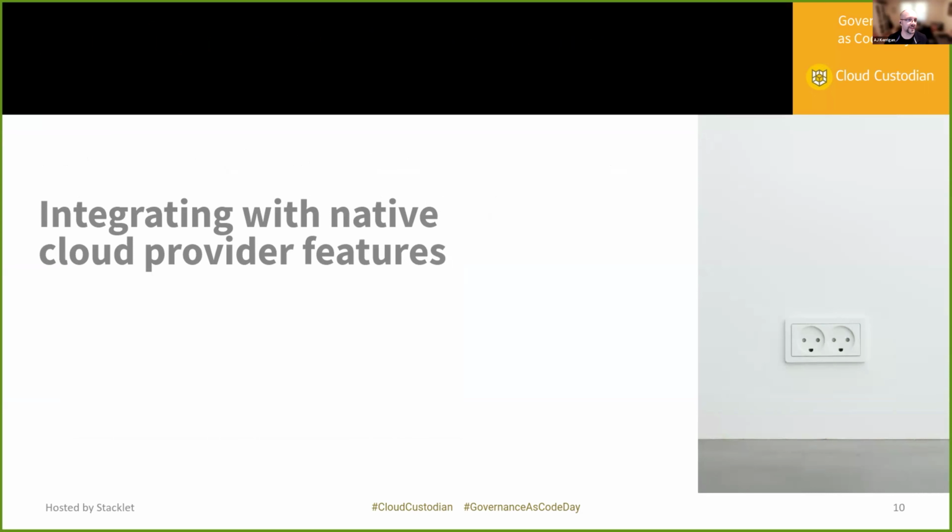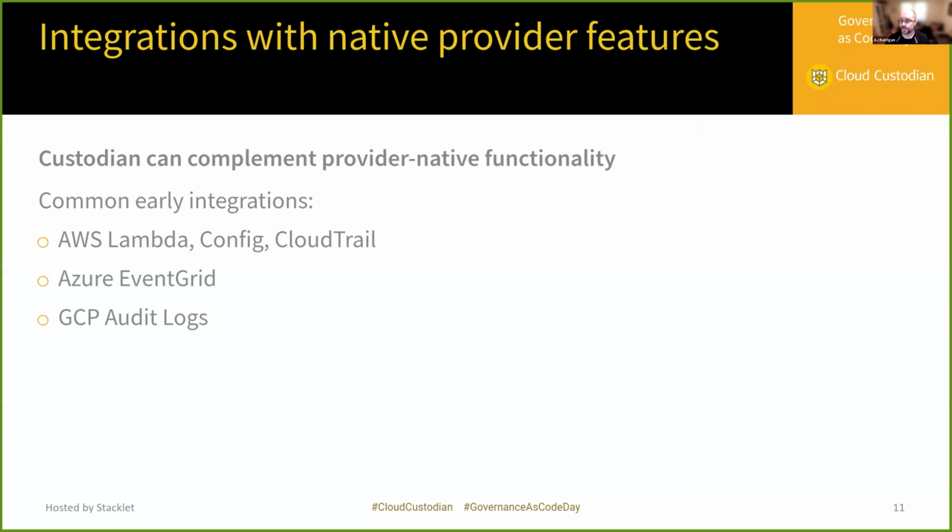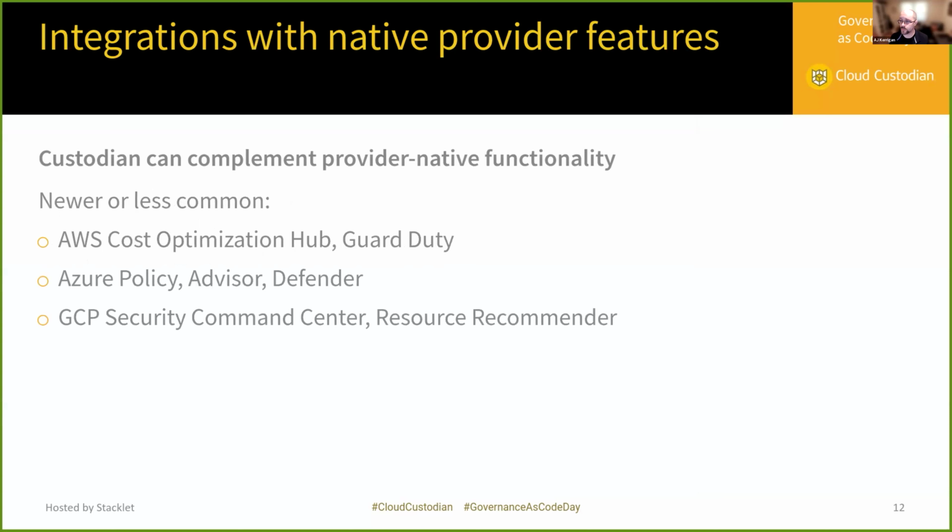But that can be framed as a bit of a competitive thing, but it doesn't have to be. So in the documentation getting started, as folks start using Custodian policies, you're going to see early integrations with some common services like Lambda, Config, CloudTrail. But we don't want to forget about these newer or less common integrations like Cost Optimization Hub that came up earlier, GuardDuty, on the Azure side, GCP. You've got some native provider integrations also for some of these anomaly detection or security findings or resource recommendations.